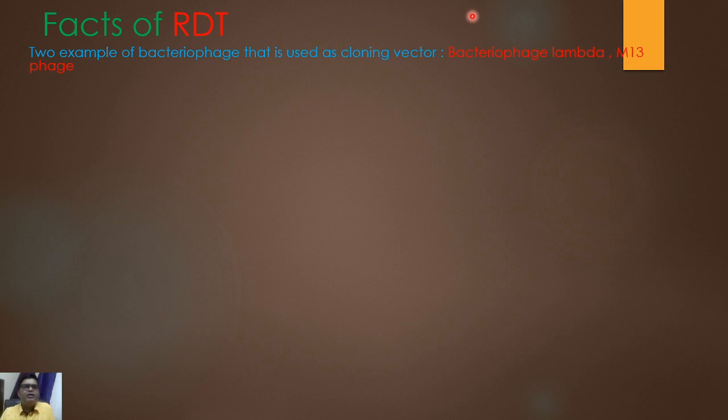What are two examples of bacteriophage that are used as a cloning vector? Mainly two bacteriophages, bacteriophage lambda and M13, are generally used for cloning of DNA fragments. What is the function of the 12 base pair unpaired but complementary ends of DNA in bacteriophage? That is the packaging of DNA.